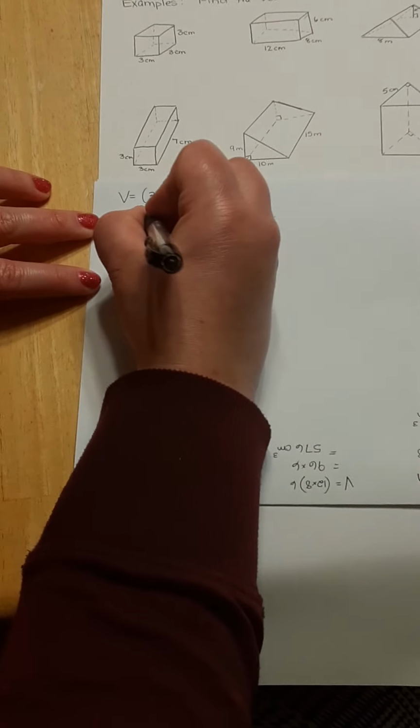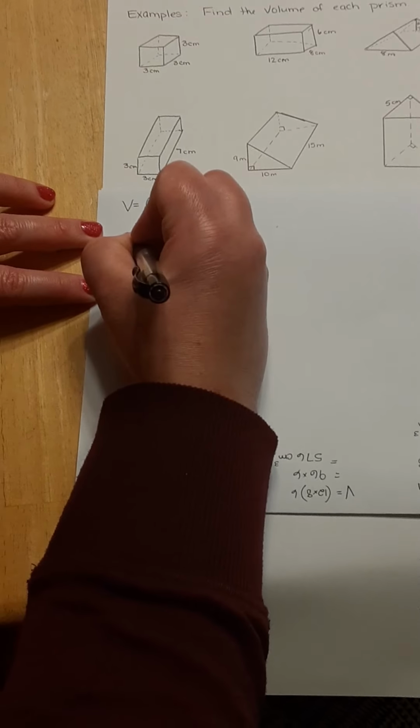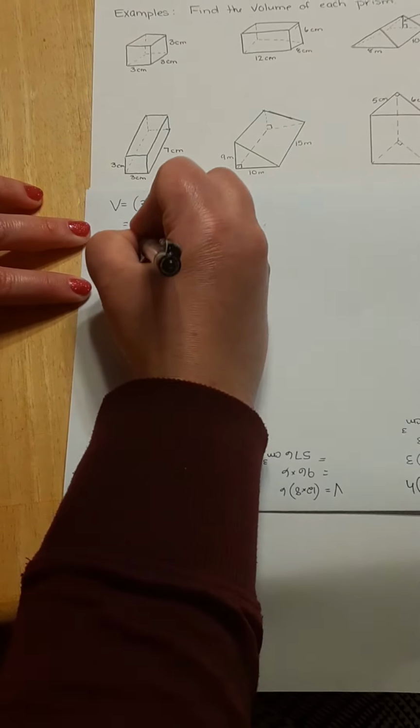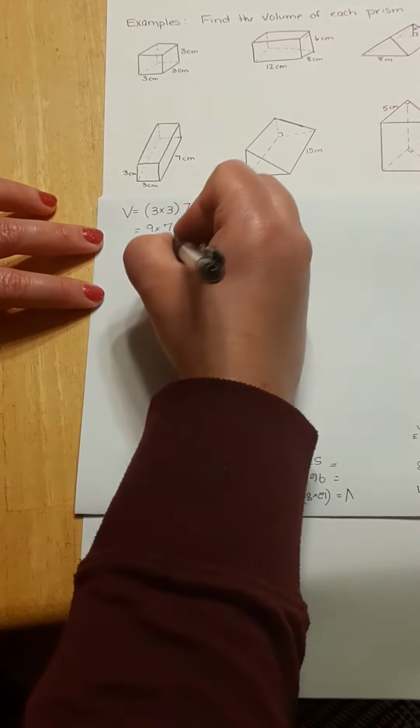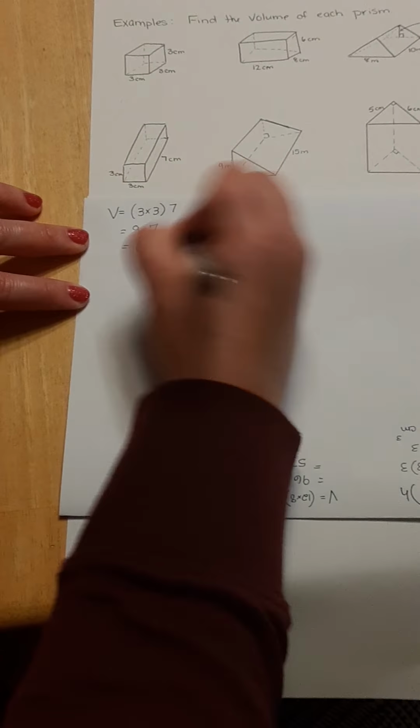Multiply that together, and I get 9 times 7. What is 7 times 9? It's 63. My measurements is centimeters cubed.